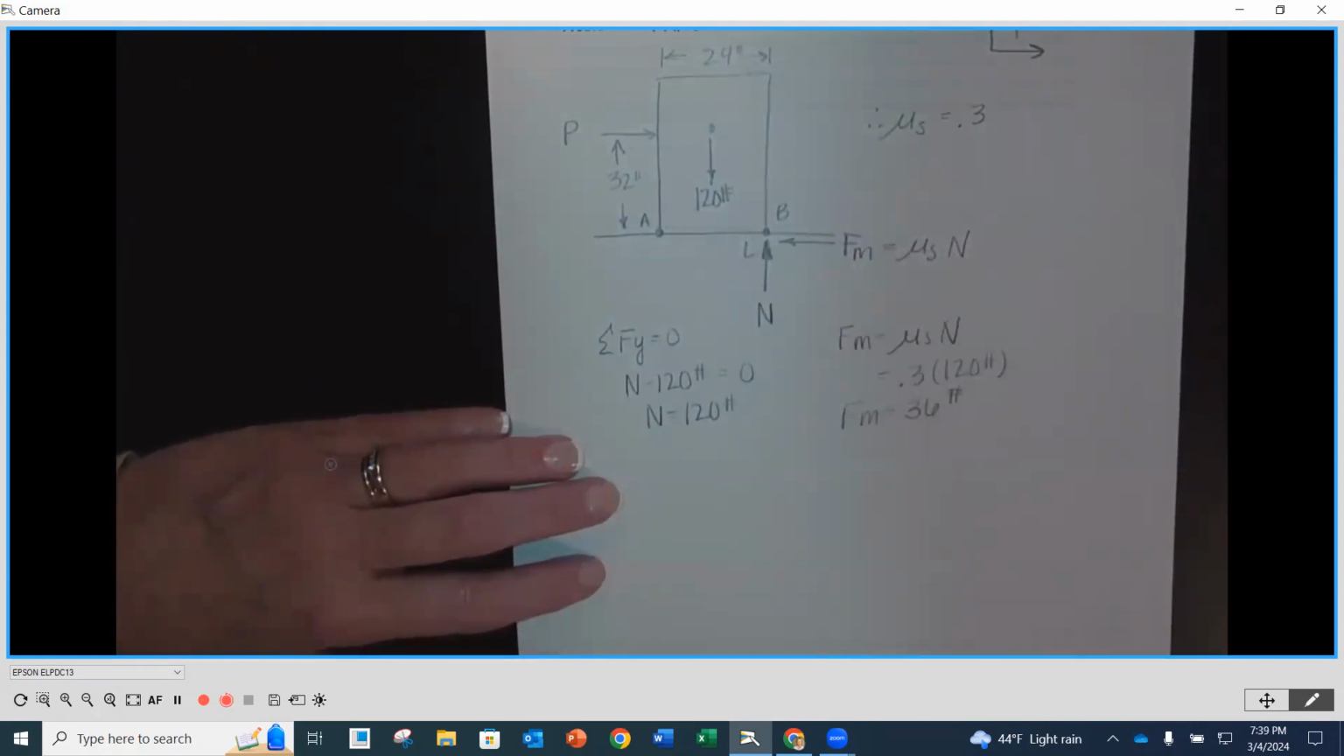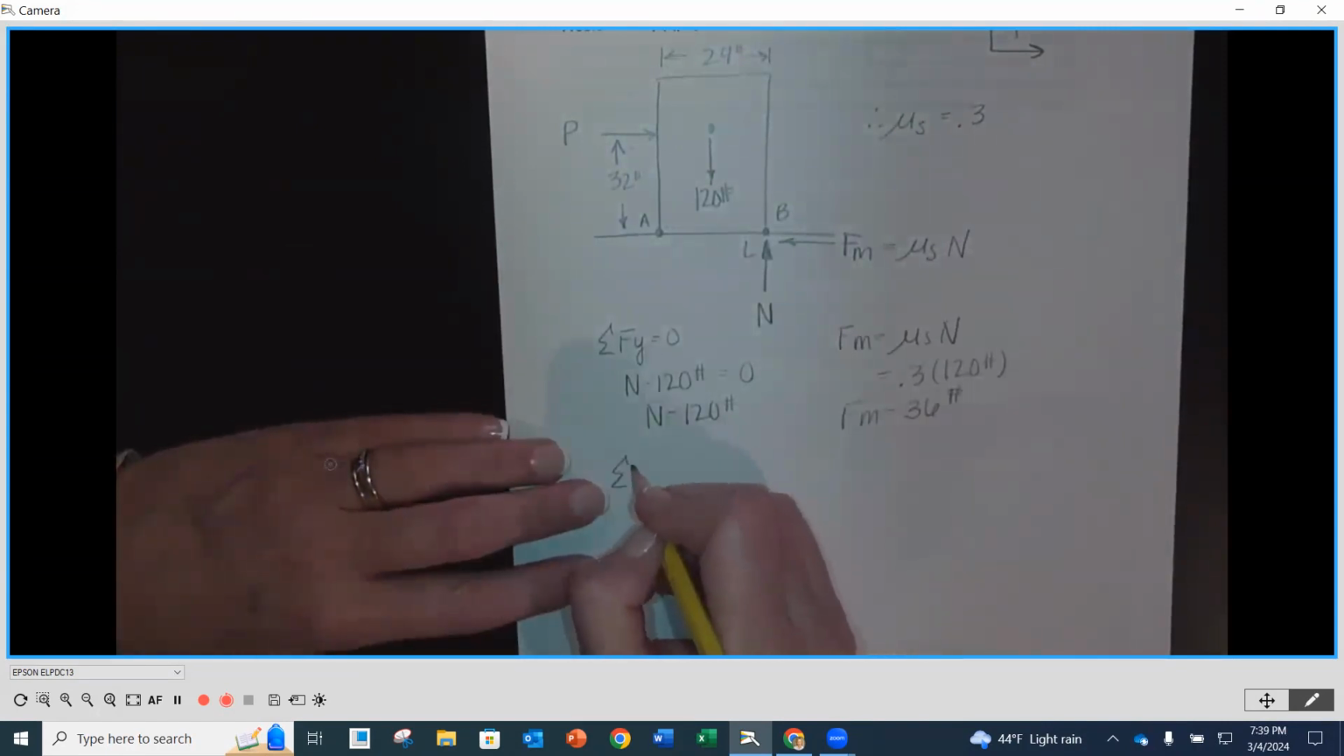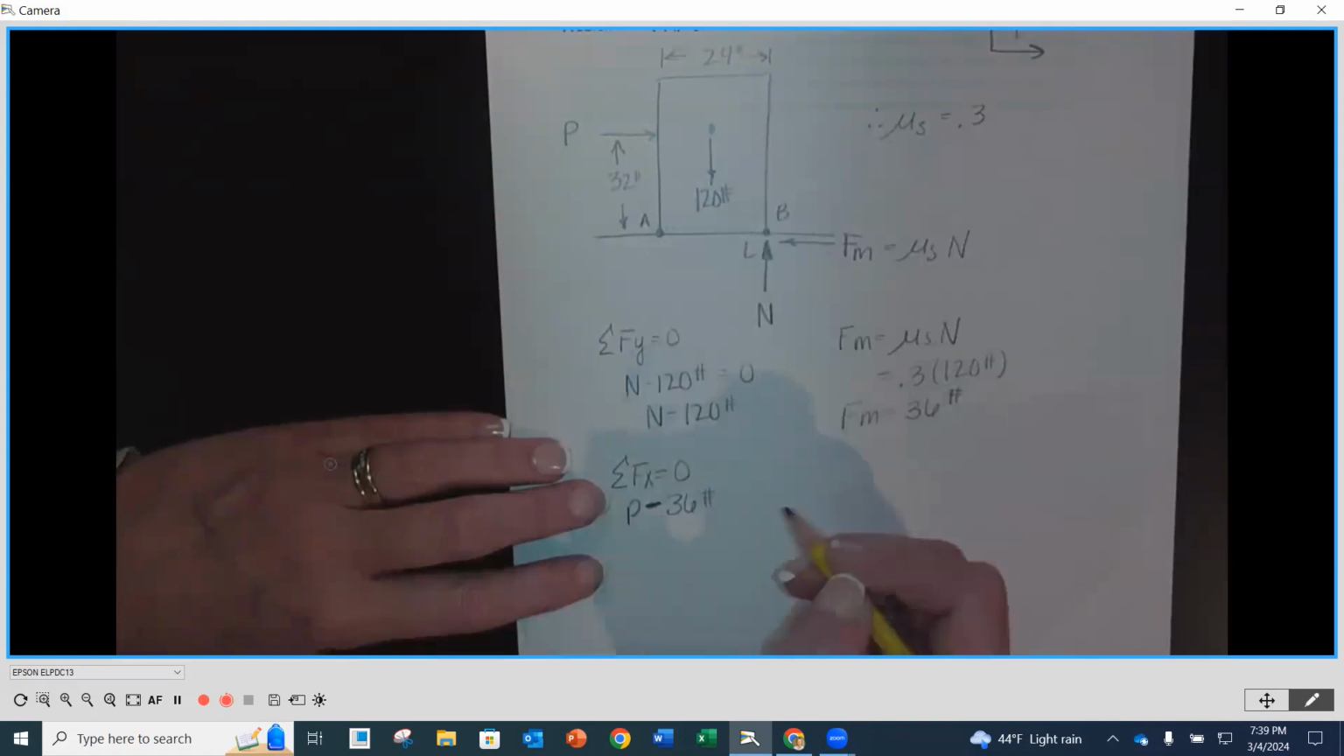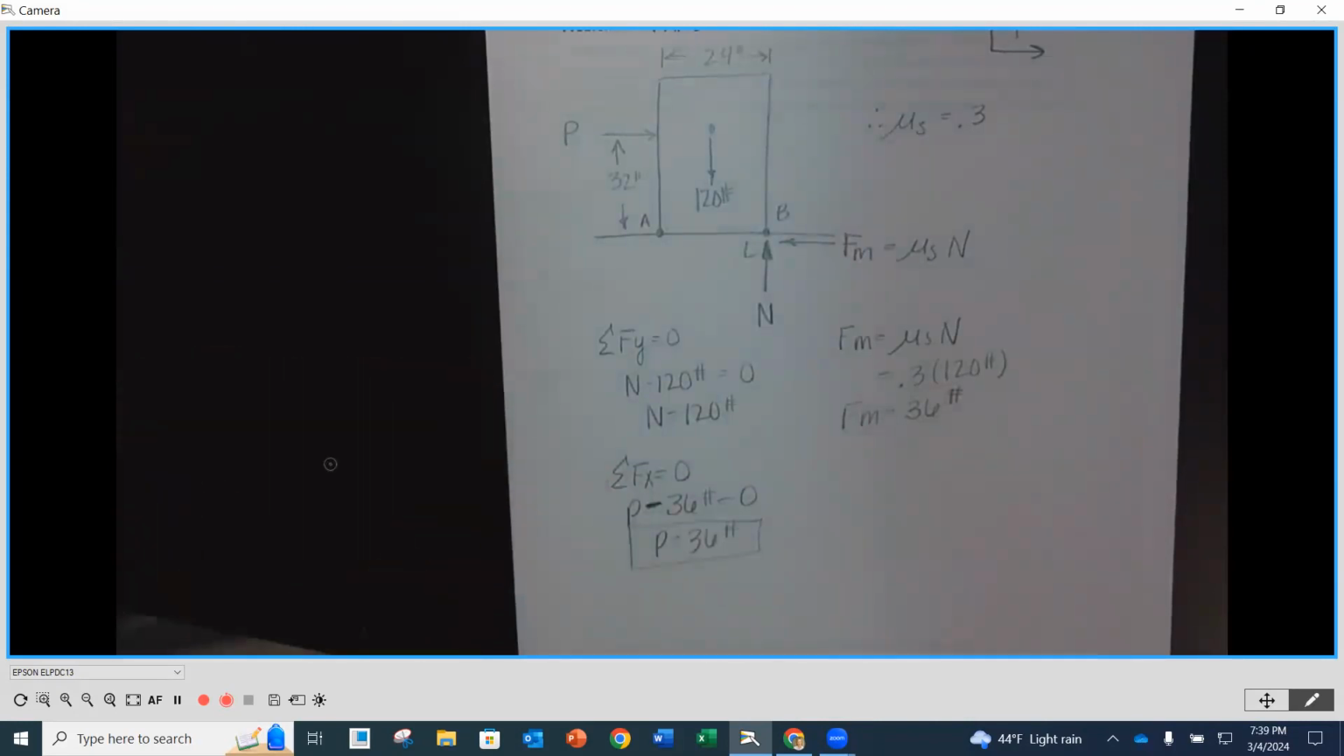And then lastly, sum of the forces in the X. Now we've got P, right? P minus 36 pounds, the maximum friction force, is equal to 0. P is equal to 36 pounds. There you go. So pretty straightforward. Any questions kind of on that one?